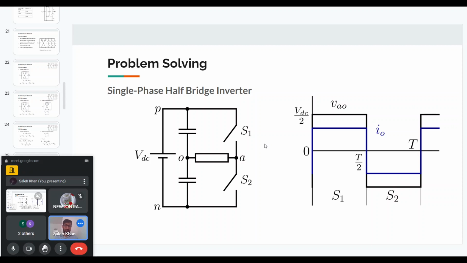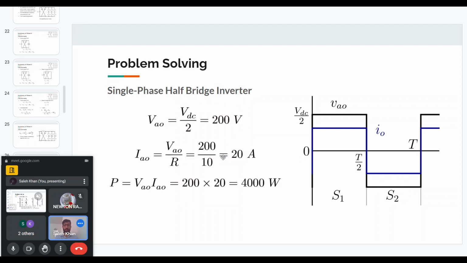If we have a resistive load, the current waveform will look like the voltage waveform. It will just be voltage divided by the resistance. Now we are told that the VDC voltage is 400 volts, so VAO will be 200 volts. The peak of the VAO will be 200 volts. And the load current will be the voltage divided by the resistance, which is 20 amperes.